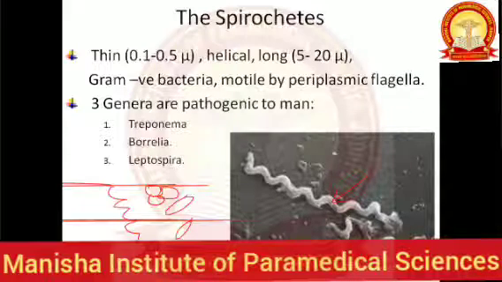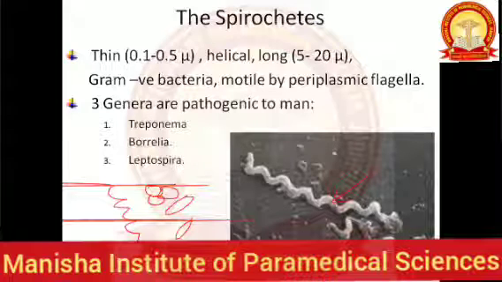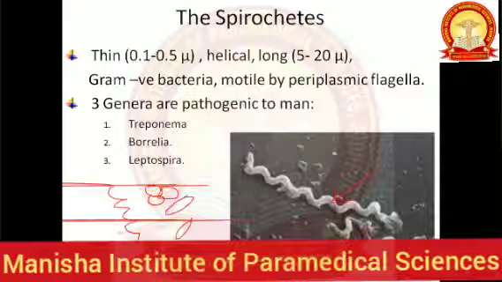So whenever we are looking at this kind of structure, and also the bacteria is motile, they can move from one place to another by using a screw-like motion, we can say the bacteria we are watching is a type of spirochete.